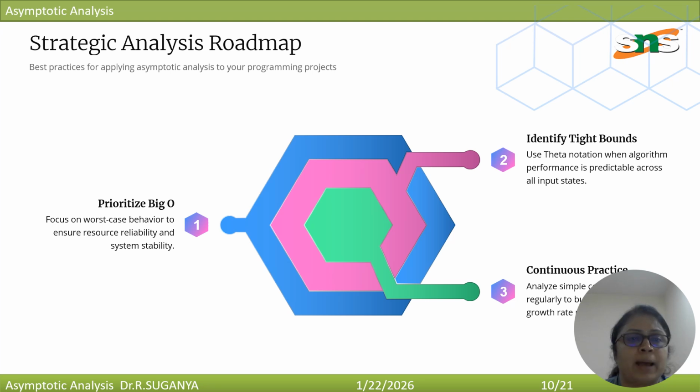Strategic analysis roadmap: prioritize big O. We have a diagram to identify the tight bounds and continue practicing. The data visualization diagram represents the relationship between the entities and the concepts. Big O is the notation used, and it is high ranking. The hexagons are arranged in a hierarchical structure, where the largest hexagon is at the center and smaller ones branch out from it.